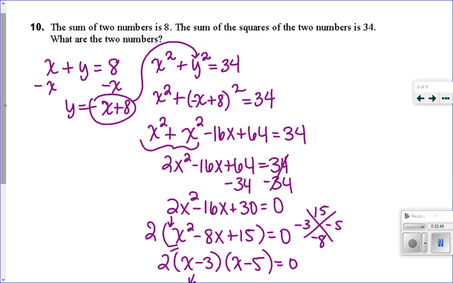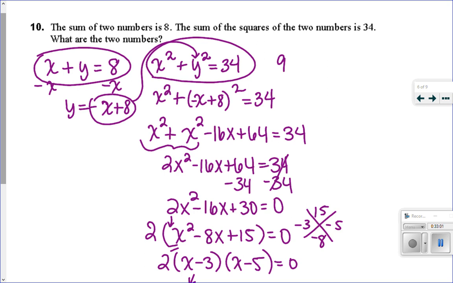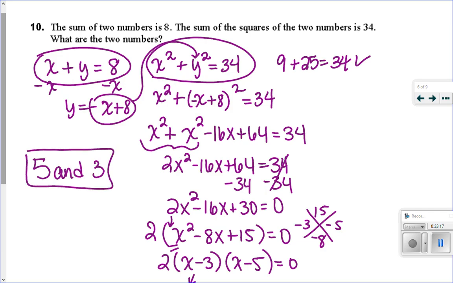Does 3 plus 5 give us 8? So does it satisfy this initial relationship? 3 plus 5 is 8? Yes, it does. Does it satisfy this relationship? Well, let's find out. 3 squared is 9, and 5 squared is 25. And if we add that together, we do get 34. So 5 and 3 must be the 2 values, or the 2 numbers. So the 2 numbers are 5 and 3, or 3 and 5. There it is. Boom. That's an awesome problem.